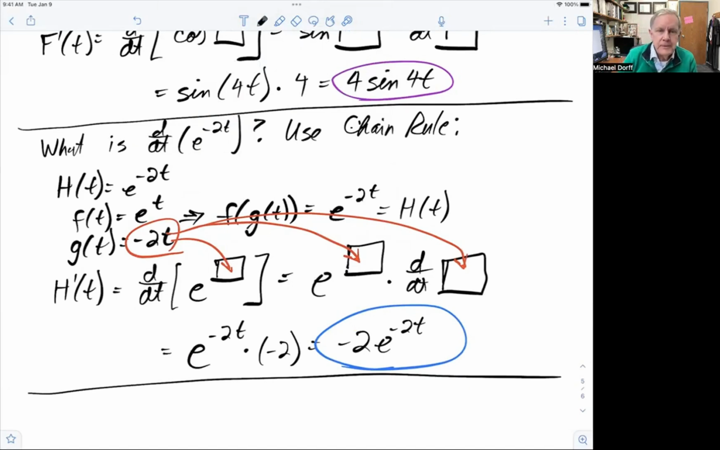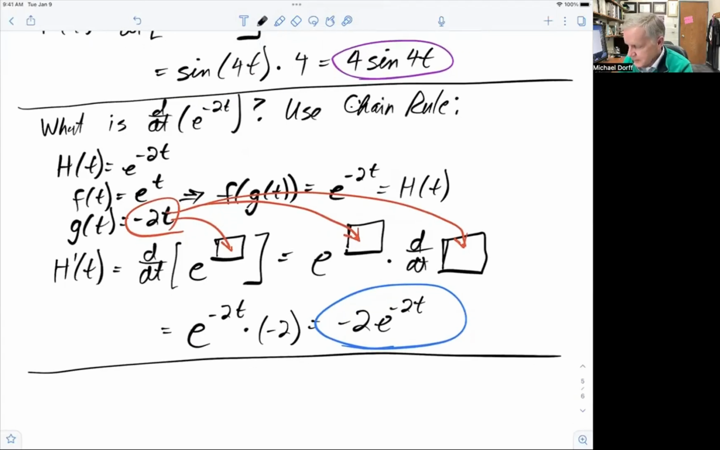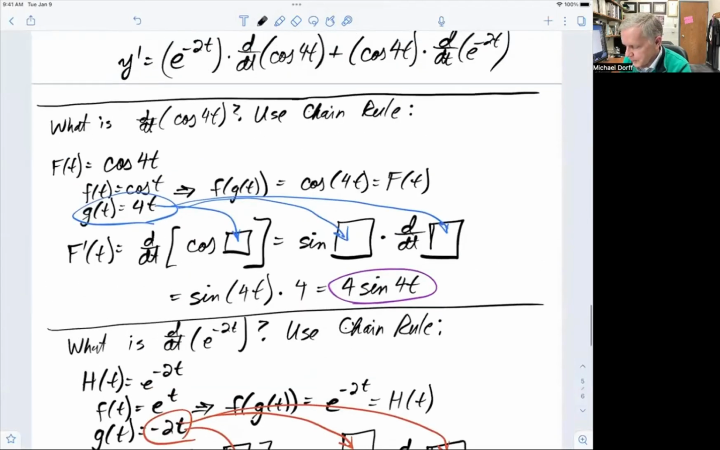If my original function were e to the x squared, then the derivative of x squared is 2x. So the derivative of e to the x squared would be 2x times e to the x squared. If my original function was e to the 1/2 x, then the derivative would be 1/2 e to the 1/2 x. All right. If you see that, then you can use that idea because that will always work.